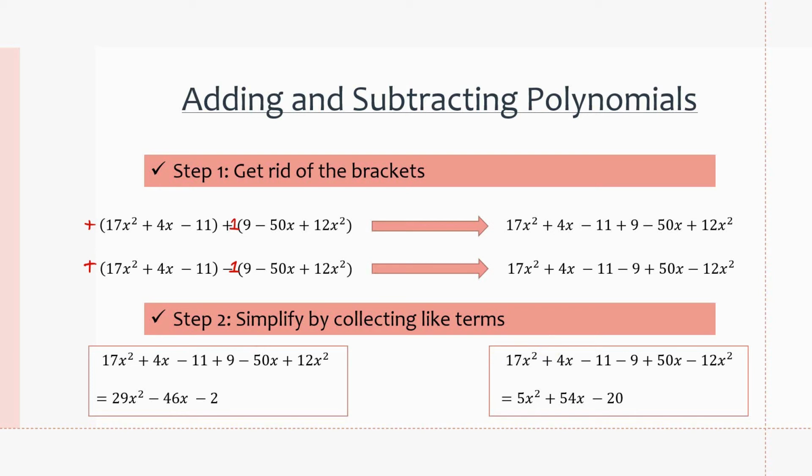And in this example over here, which is this example up top, we want to do the same thing. The signs just changed now. So we want to do 17x squared minus 12x squared, which will get us 5x squared, and then 4x plus 50x, which will get us 54x, and then negative 11 minus 9, which will get us negative 20.